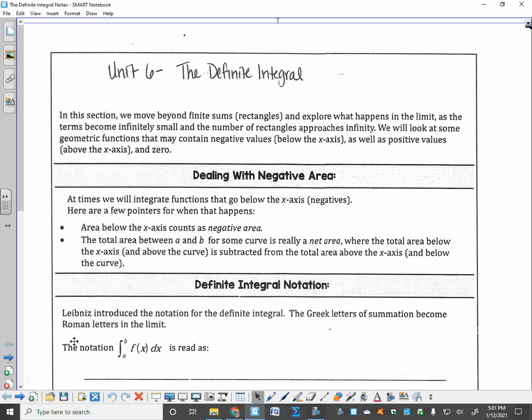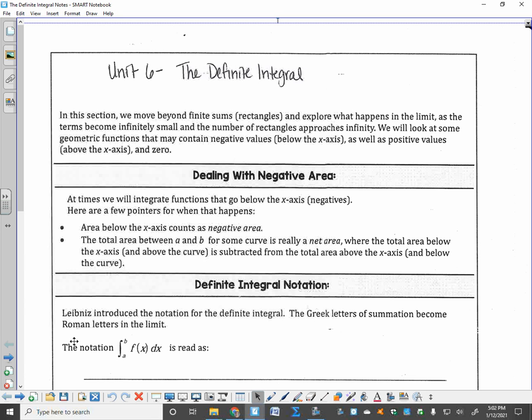Okay, so it is time. You get to be formally introduced to the definite integral. In this section, we're going to move beyond finite sums, which are the rectangles, and explore what happens in the limit as terms become infinitely small and the number of rectangles approaches infinity. We'll look at some geometric functions that may contain negative values, shapes that are below the x-axis, as well as positive values above the x-axis and 0.